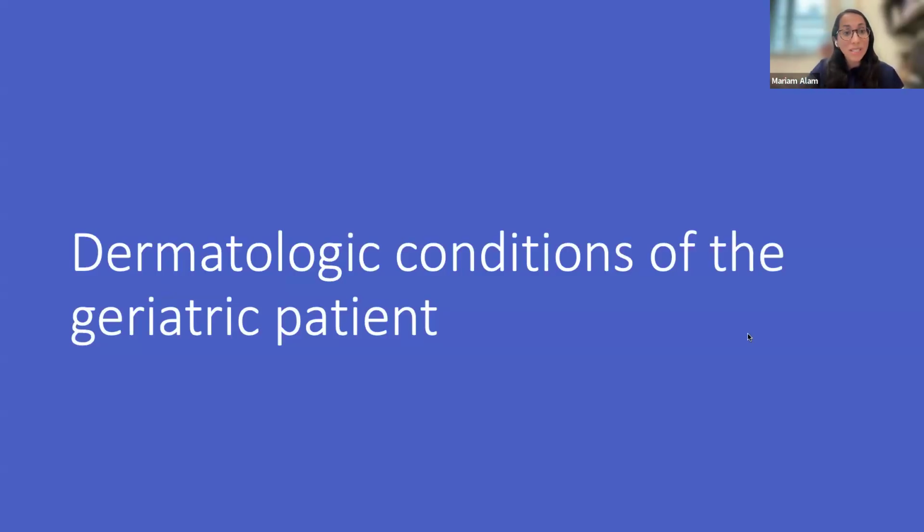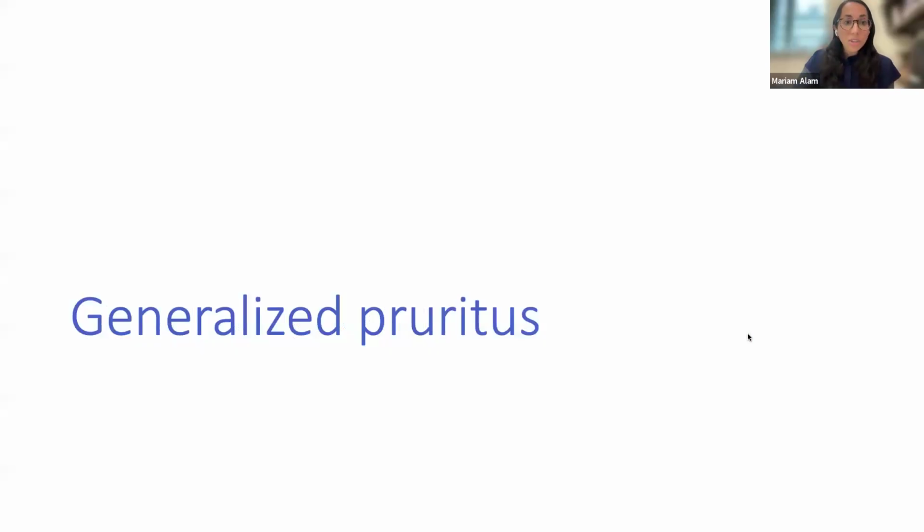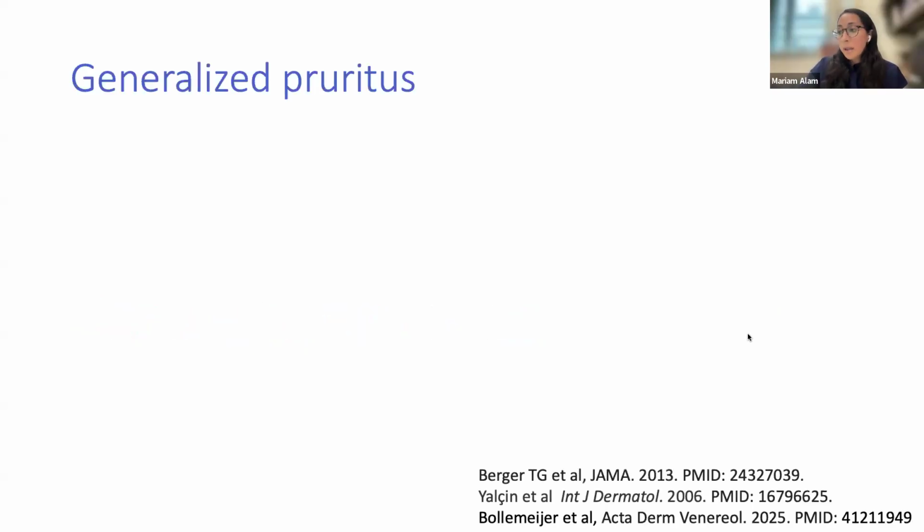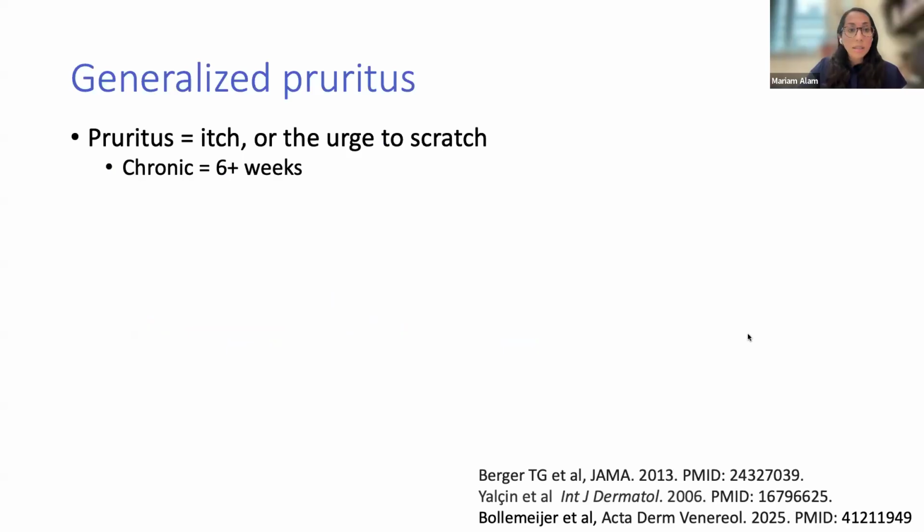So I'm going to switch our focus to thinking about some of these dermatologic diseases that I think have interesting discussion points in geriatric patients. First, we're going to talk about generalized pruritus. I would say this is one of the most common things that we see on the dermatology side in our geriatric patients. It can be a really tricky thing to tackle. And I think a lot of the workup and even management of it can be done by the primary care doctor or the geriatrician. So generalized pruritus is, to start simple, just itch or the urge to scratch.